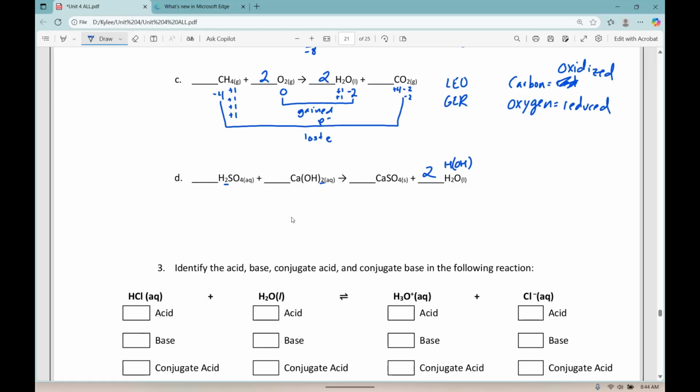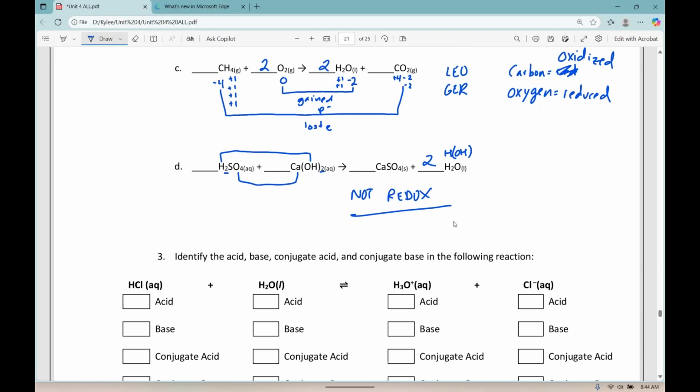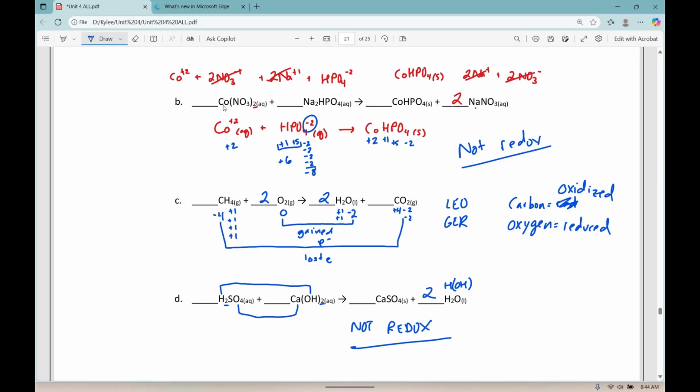Plus, I can actually realize that this is a double replacement reaction. H goes with OH, Ca goes with SO4. And what do we know about double replacement reactions? They are not redox. So I actually can stop this one. I don't need to go all the way through it like I did previously because I recognized that it was double replacement. Up here, we could have done that, but I wanted to go through the process of you seeing how the oxidation numbers did not change.